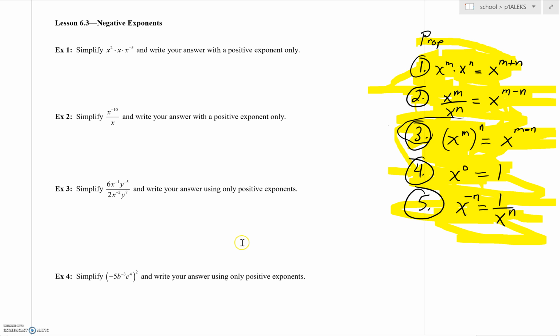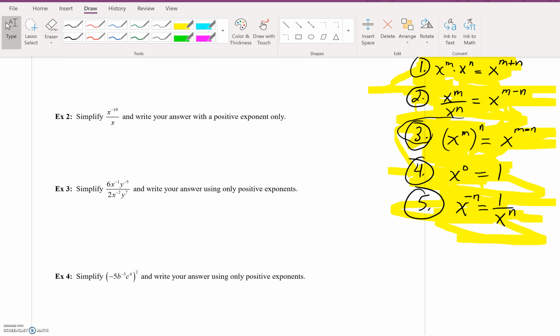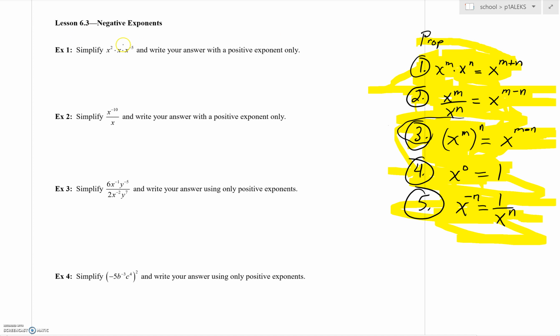Algebra 2, Lesson 6.3, we're really focusing on the same basic properties of exponents, but especially focusing in on negative exponents. So let's take a look at example 1. As we're looking at this problem, where we're simplifying x squared times x to the negative fifth. By the way, this x would just have a power of 1.